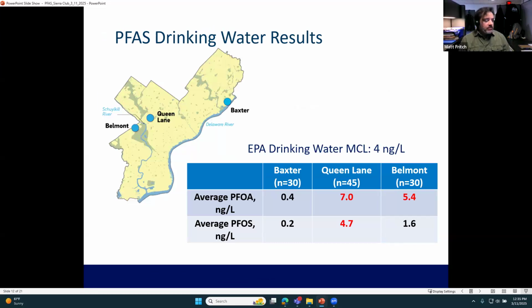So as I mentioned, we have been monitoring for PFAS, and we have 3 drinking water plants, Baxter on the Delaware River and Queen Lane and Belmont on the Schuylkill River. These are the results of our PFAS testing for those 3 drinking water plants. You can see that Queen Lane and Belmont have detections above the 4 parts per trillion or nanograms per liter proposed MCL. So why is that? Queen Lane and Belmont are on the Schuylkill River, which is a much smaller river than the Delaware, which provides a lot more dilution for PFAS. So you can see even at Belmont, we are barely, not even 2 parts per trillion over the limit at this point, and we have until 2029 to comply with those regulations.